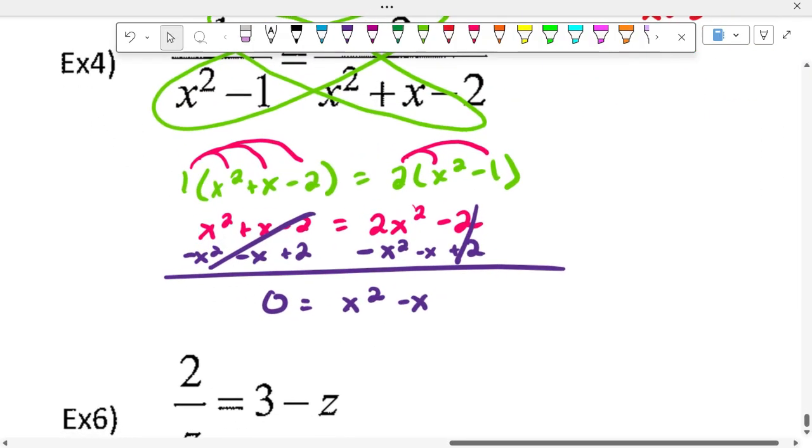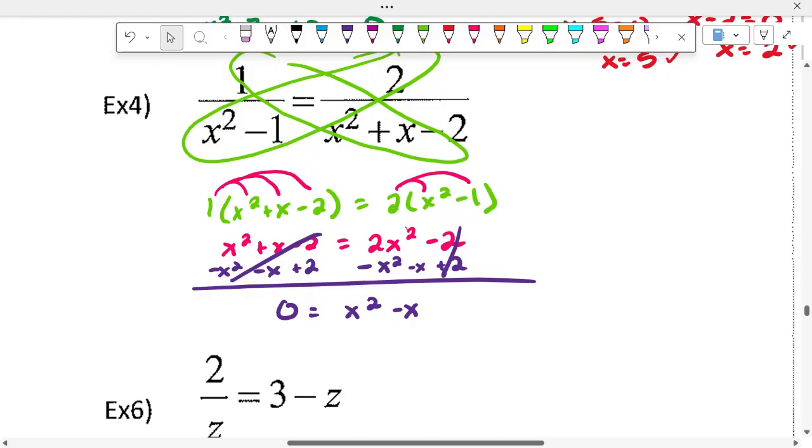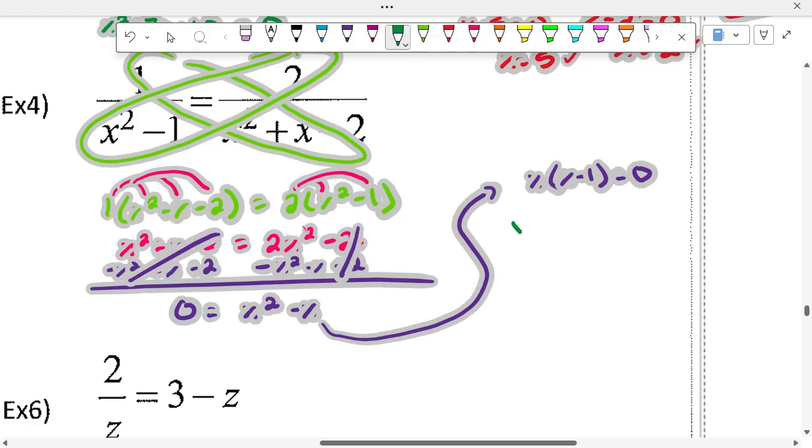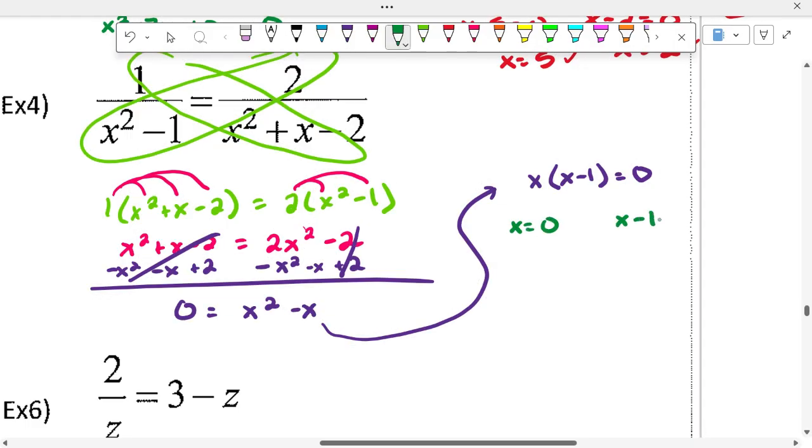Well, that's an easy factor. We don't even have to do big X. What's the only thing that I can factor out of x squared minus x? Guys, what's the GCF? X. I can only factor out GCF of x. So x times x minus 1 is equal to 0. Set them both equal to 0. x is equal to 0. x minus 1 equal to 0. So we get x is equal to 0. And if you add 1 to both sides, x is equal to 1.